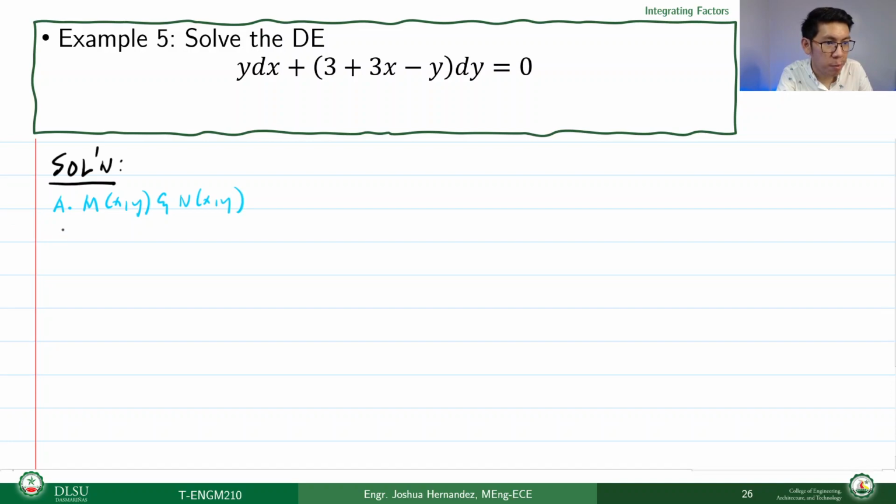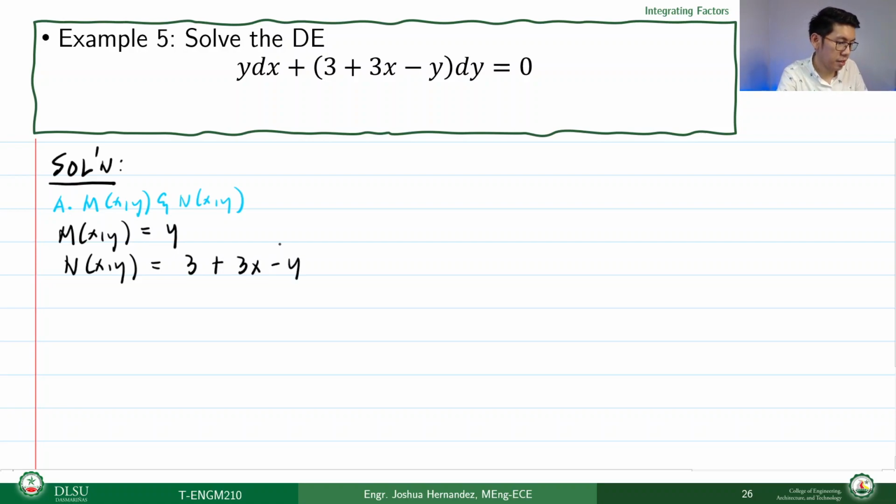We have M here to be simply y. Saya. N to be 3 plus 3x minus y. Okay.